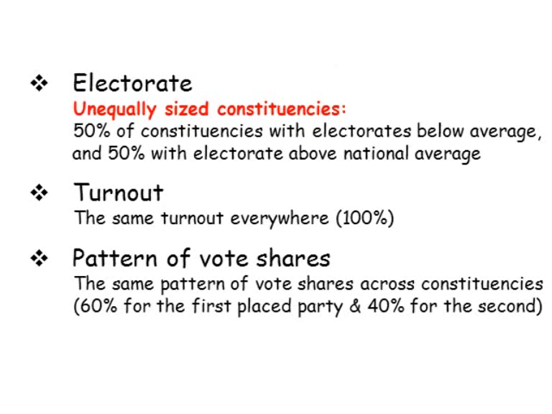So in the first example, we've got unequally sized constituencies. So we're going to play around with electorate. We're going to assume that turnout is 100% everywhere, being good citizens, everyone votes in this hypothetical country. And we're also going to assume that there's just two parties, of course, and that when a party wins, it wins with 60% of the vote, and when it comes second, it gets 40% of the vote. So exactly the same turnout, same pattern of vote shares, winner and the second place, but the electorates are different.